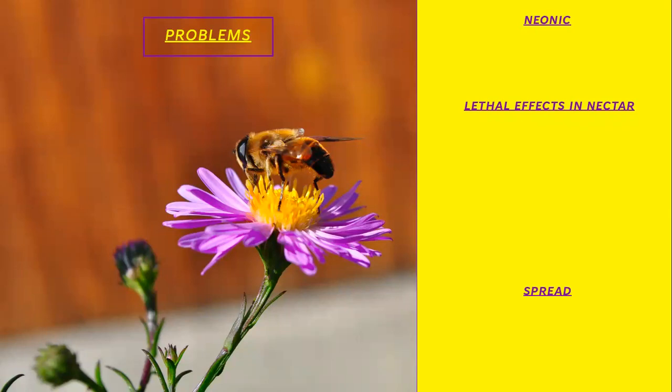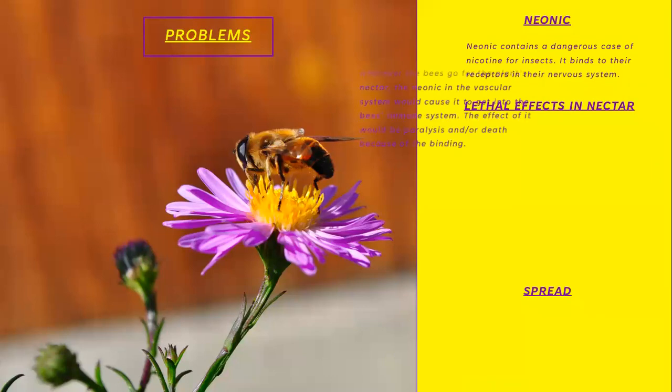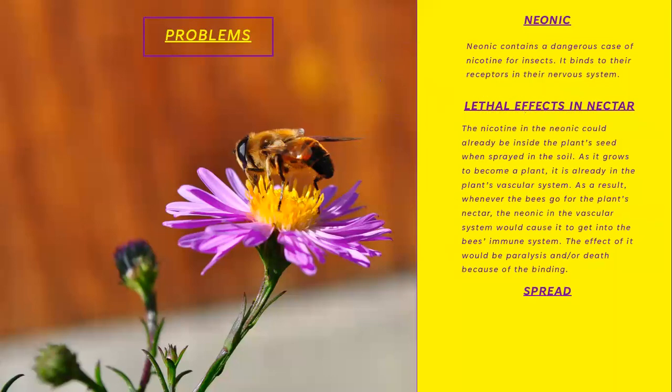Now, why specifically are neonicotinoids harmful to bees? It's because this neonic contains a dangerous case of nicotine for insects. So whenever you spray the neonic, the nicotine is going to be in the plant seed when it's sprayed into the soil. Then when it sprouts to become a plant, it's going to be in the plant's vascular system.